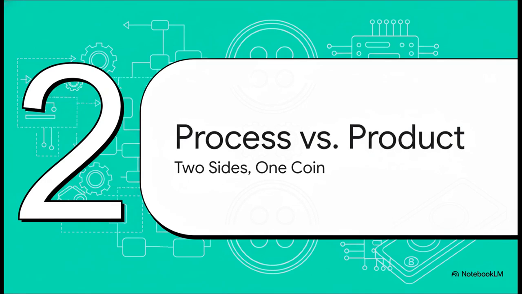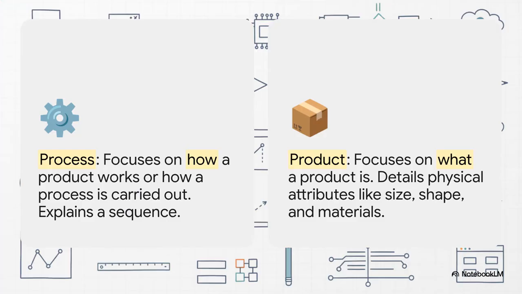Now, while every technical description is aiming for clarity, they generally come in 2 main flavors, process descriptions and product descriptions. And yeah, they might sound similar, but what they focus on is actually pretty different. So here's where we see a really clear split. A process description is all about action. It's the how-to. It's the guide that walks you step by step through uploading a picture. But a product description focuses on the thing itself. It gives you the physical details, like the size, shape, and what it's made of. The specs for a new digital camera.